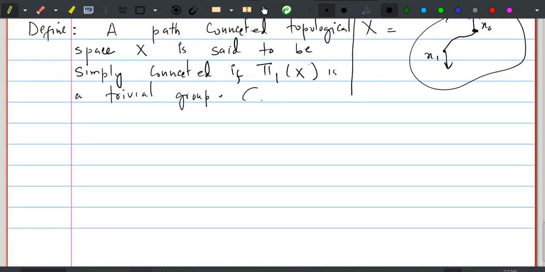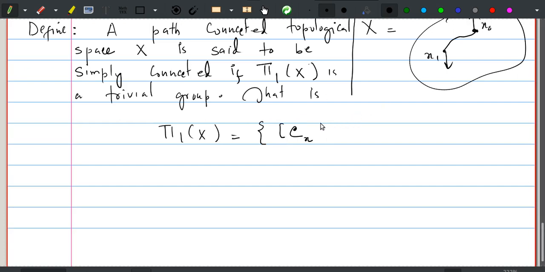That is, pi1 of x contains only one element, and that is the homotopy class of the constant path c x, where x is any arbitrary point in X. So this is just this set, where this x is in X. So this is a trivial group.